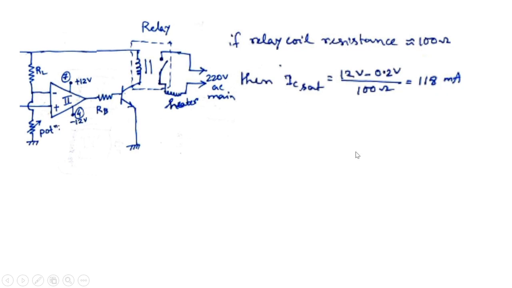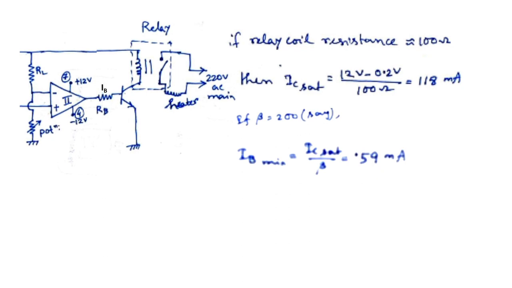Now if we consider the beta of the transistor is 200, then following the relation IB equals IC by beta, we get IB as 0.59 milliampere. Now the direction of the IB is from the op amp output, that is pin number 6, to the base terminal of the transistor.